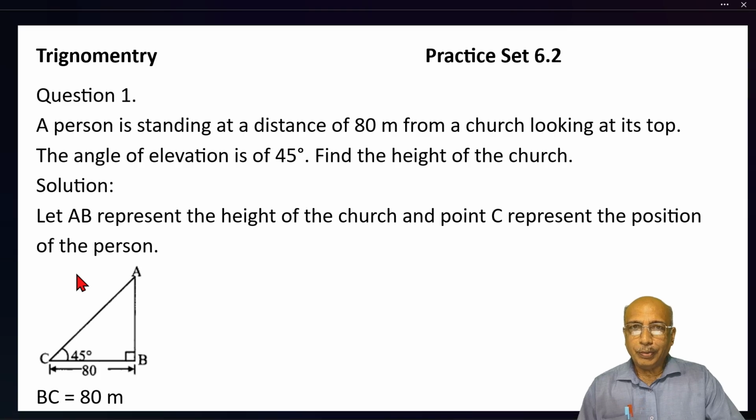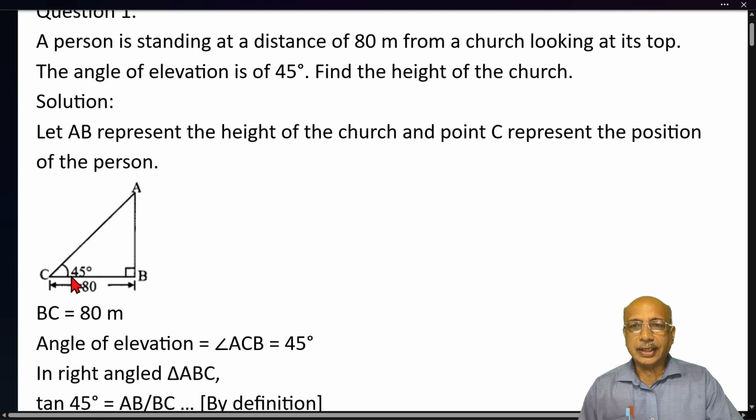Hello children, we are starting with practice set 6.2. First question. A person is standing at a distance of 80 meter from a church looking at its top. The angle of elevation is 45 degree. Find the height of the church.